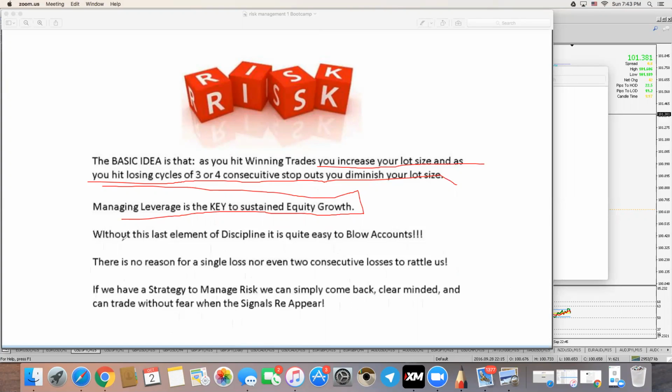If we have a strategy to manage risk, we can simply come back clear-minded and trade without fear when the signals reappear. Bring your straightaway trade, whatever trade you're comfortable with, this is my trade, this is the style I have. Sile, apparently his favorite trades are the straightaways. Those are the trades that pay him off, so focus on those and just kill those.